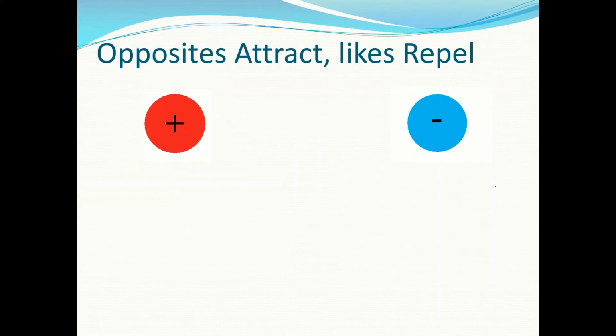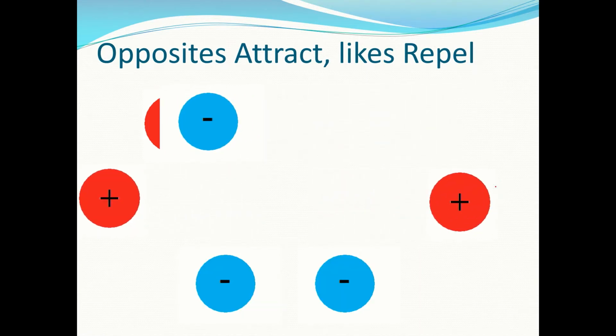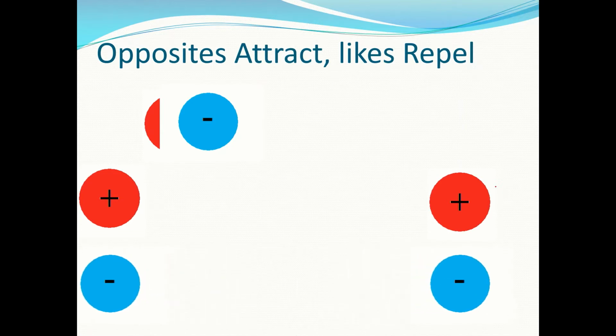So if I have a positive and a negative, they're going to attract. If I have two positives, they will repel. Two negatives, they will repel. We all knew that.